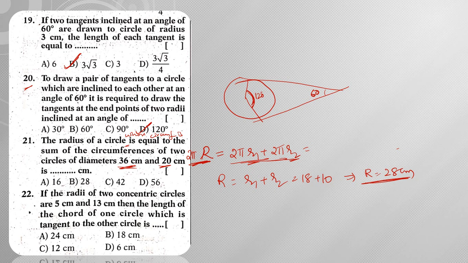Next, question number 22. If the radii of two concentric circles are 5 centimeters and 13 centimeters, then the length of the chord. Already we know the formula: 2 into square root of capital R square minus small r square. So 2 into 13 square minus 5 square, which is 12 square. So 2 into 12 is equal to 24 centimeters. Hence the answer is 24 centimeters.